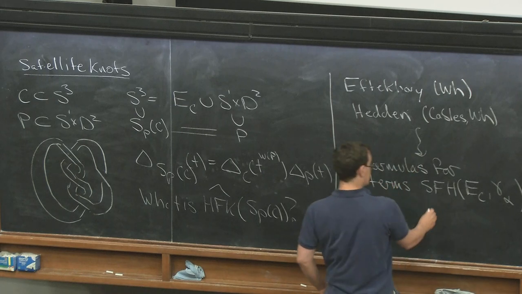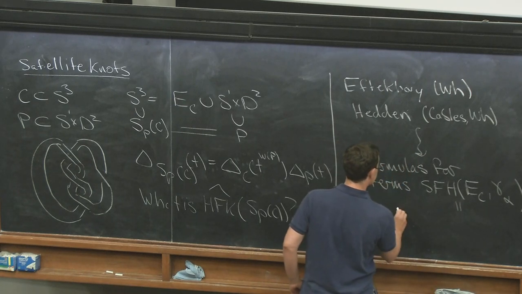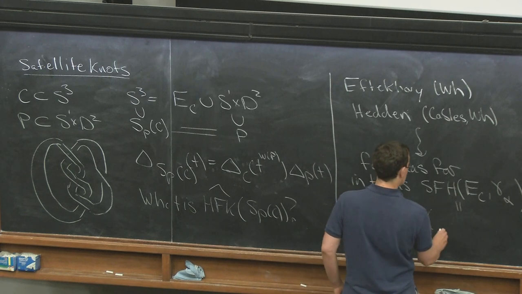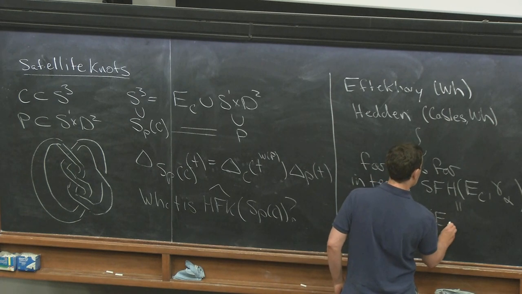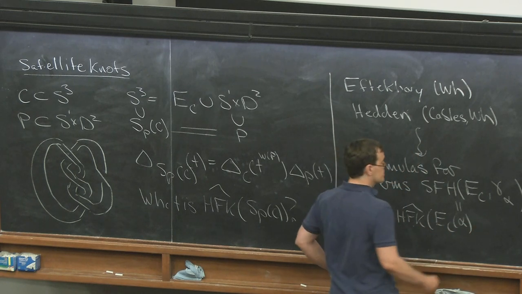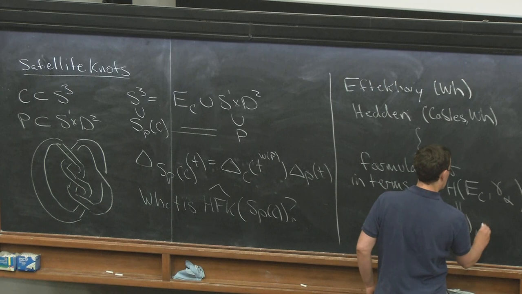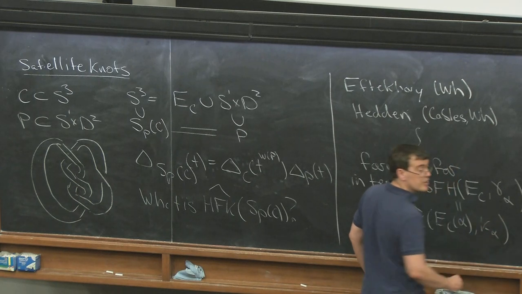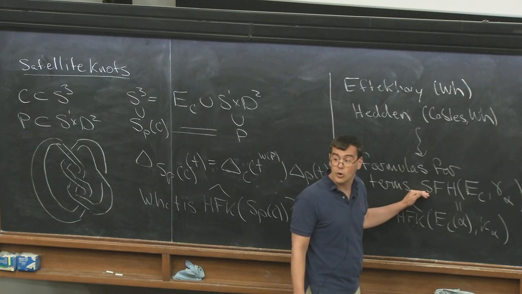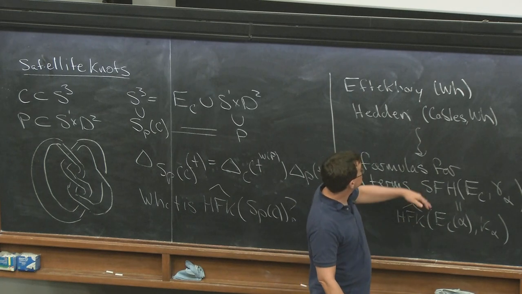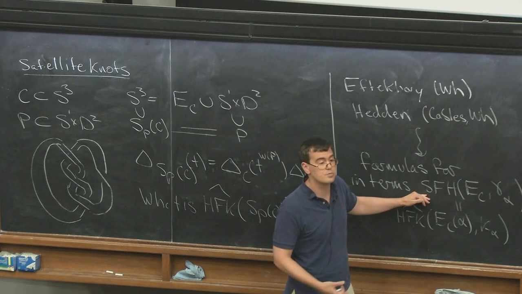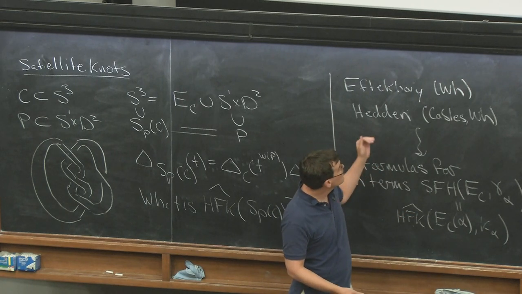Okay. And another way of thinking about this group is just that it's the knot Floer homology of the knot inside of the Dehn filling of the complement with slope alpha. And then I take the core knot, which I'll just call K alpha. And, of course, a lot of the work that Eftekhary and Hedden did was to understand what these sutured Floer homologies were in terms of the original knot Floer homology of C.